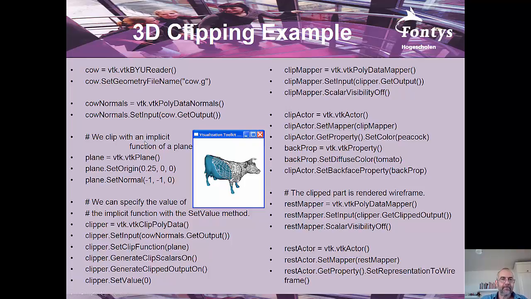Similar, we have an implicit function, VTK plane, which by the way could be any other function. We can also define the clipping area as a sphere instead of plane, and the same for cutting. We could have used the VTK sphere instead of VTK plane there. But again, here we use a plane. We do some settings to define the normal and the origin. So with this normal we get a bit of a tilted plane.